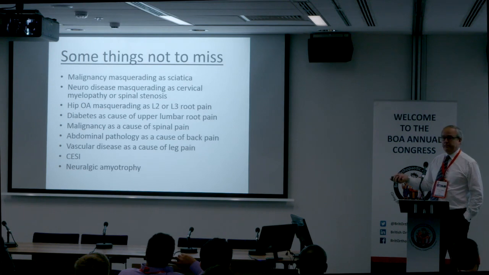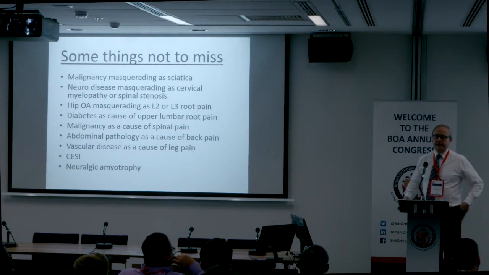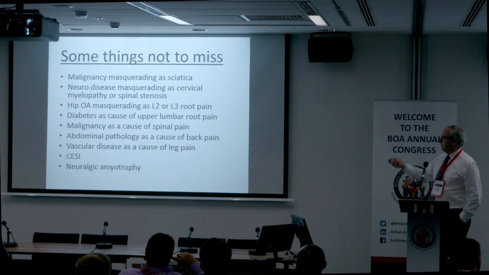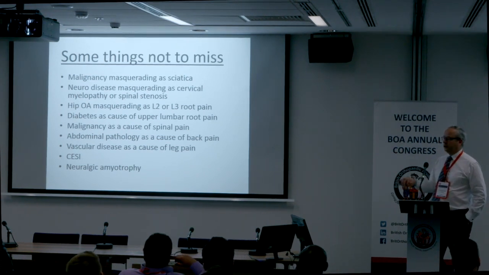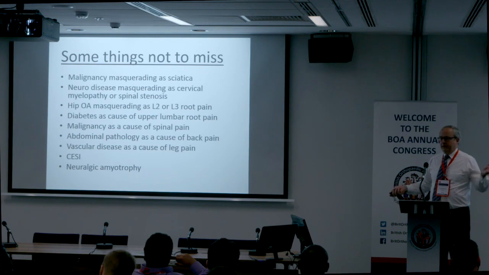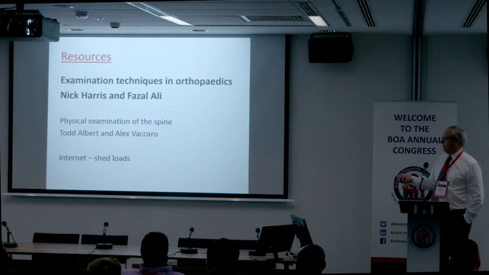Some things not to miss. Not all groin and thigh pain is an L2 radiculopathy. It could be a hip, it could be a whole stack of things. So always think of some other things. Diabetes, think of neurological disease. Don't jump to conclusions. Shoulder pain. In the exam, you occasionally get patients with neuralgic amyotrophy, Parsonage-Turner syndrome, so think of those.